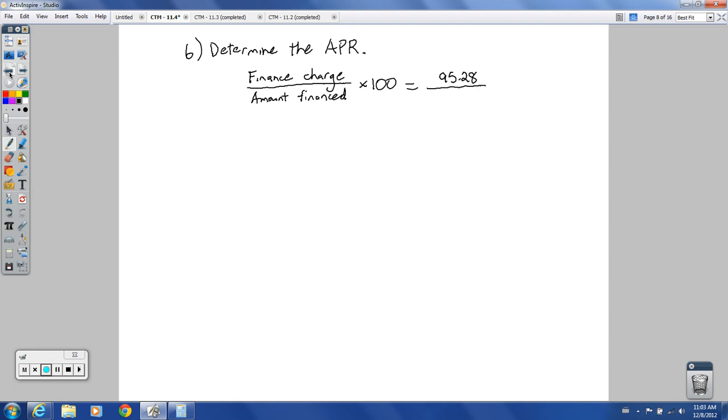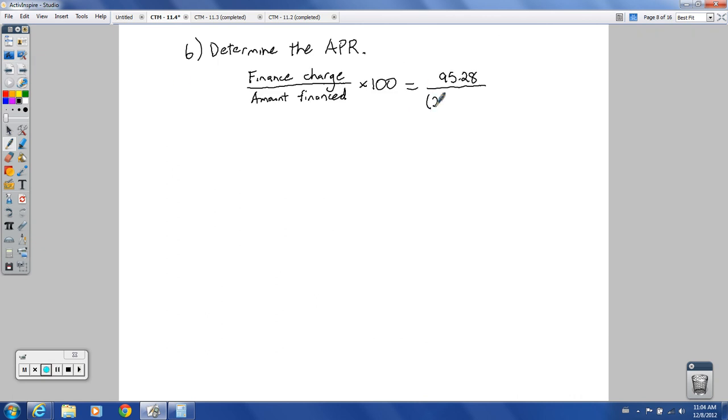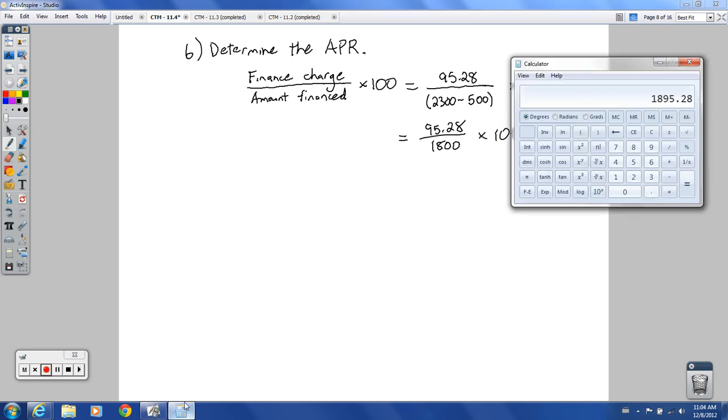And the amount financed: how much did we actually borrow? If you go back here, you have $2,300 that you paid for it, but you didn't have to borrow that, because you already put the $500 down payment on it. So $2,300 is what we would have paid for it. We put a down payment of $500 on it, so we only had to borrow $1,800. And we take this times 100. This would be 95.28 over 1,800 times 100, if you wanted to simplify that step before putting it into our calculator.